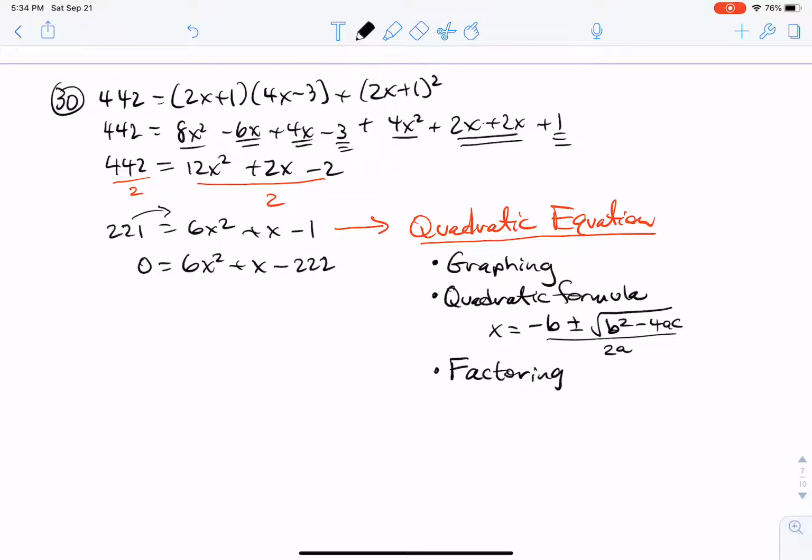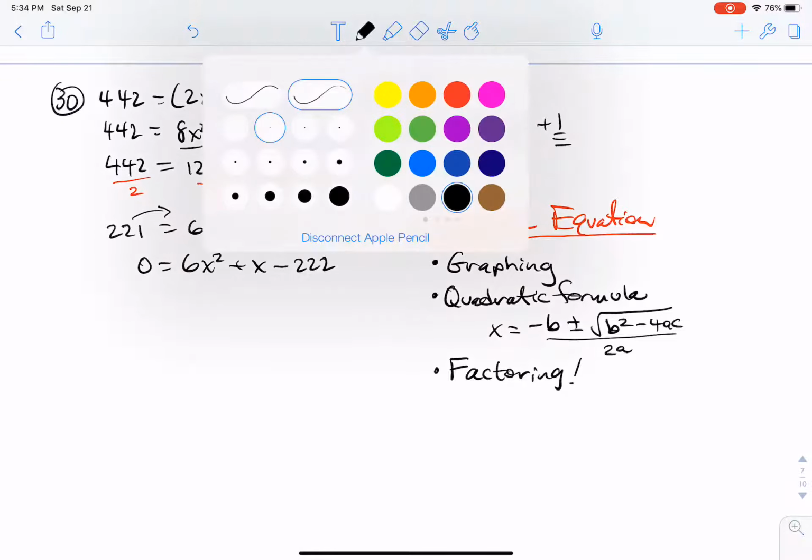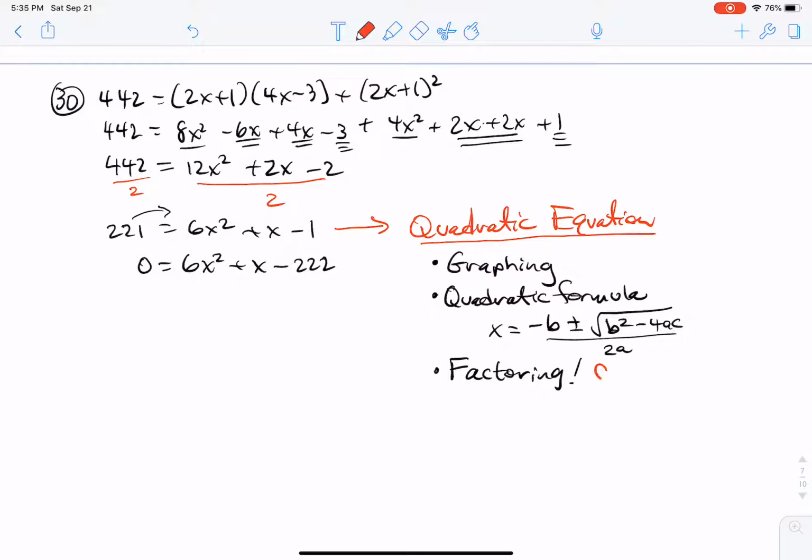factoring. Yay. Wait, you know what it needs? It needs a heart. There we go.